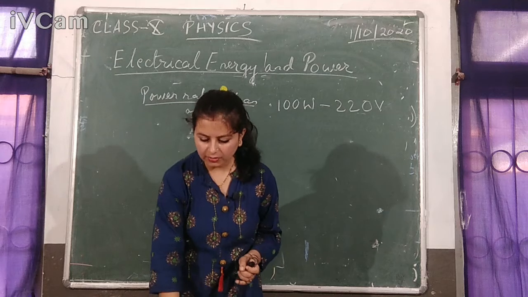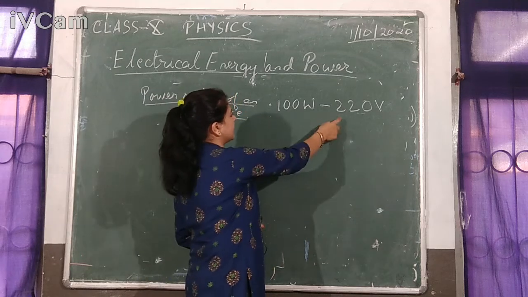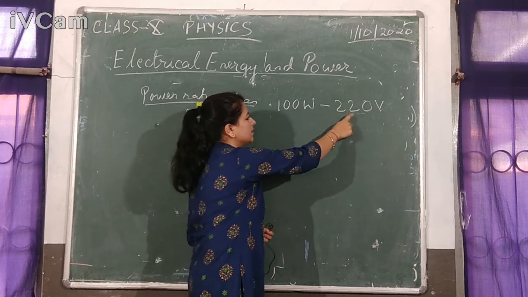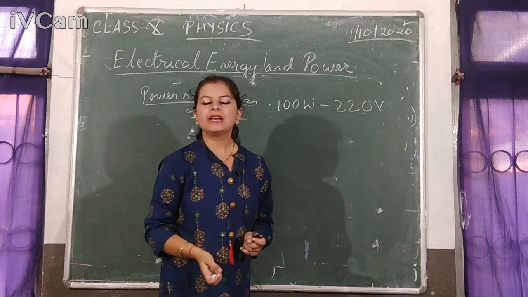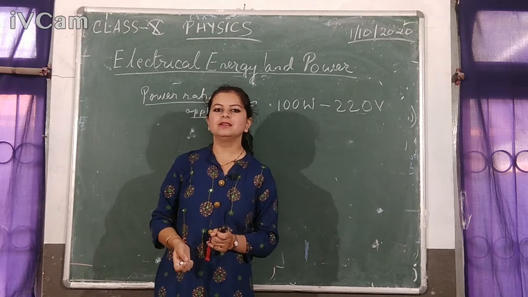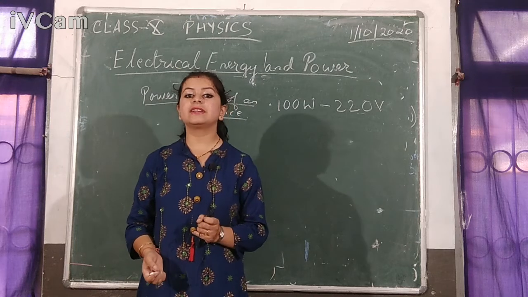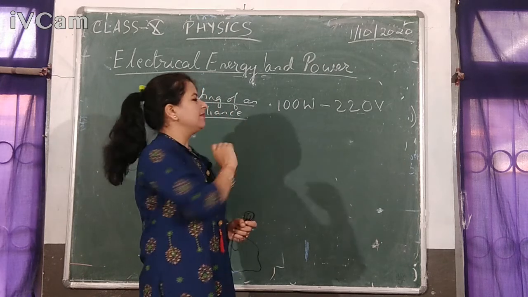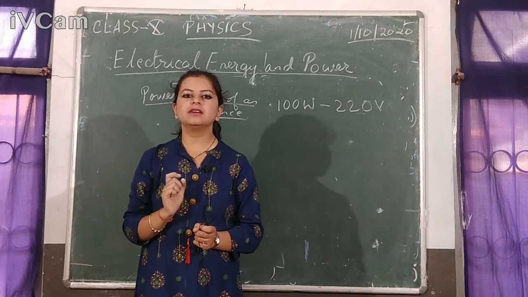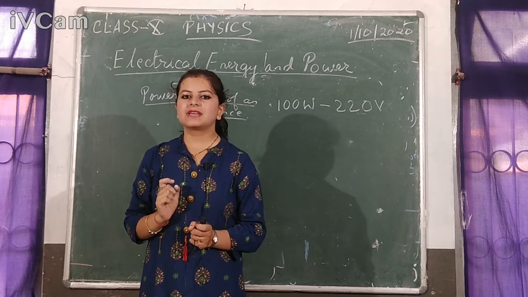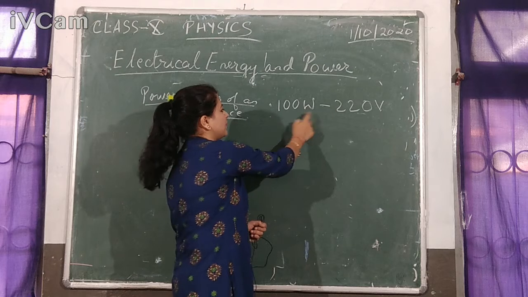Now, with the help of this power rating, that means with the value of power and the voltage, you can calculate two things regarding the appliance. One thing you can calculate is the resistance. Suppose this is a bulb, it has a filament which is a wire, so the resistance of the filament can be calculated with the help of these two values.